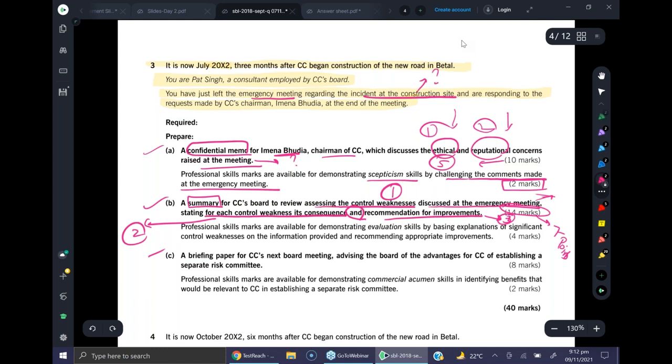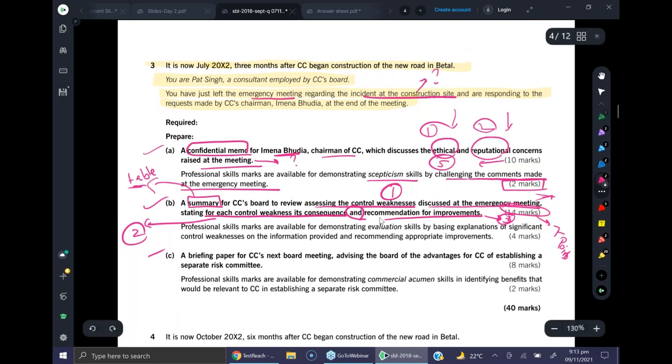And the format of the summary: whenever the examiner says prepare a summary of something, it's very rare, but sometimes the examiner asks you to make a summary. So you can insert a table and write your answer in tabular form, which you normally do in the audit exam, right? So never use tables in SBL, always write in paragraph form unless the examiner clearly says to use a summary. So for this summary, you can actually write in tabular form.